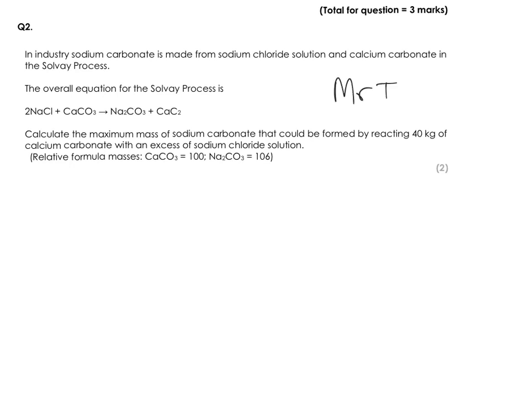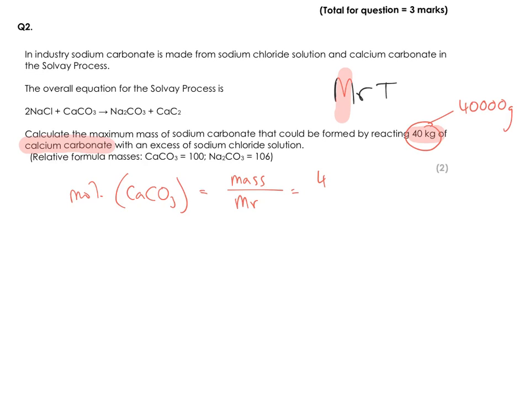moles ratio triangle. So what can we work out the moles of? Well, we've been given the fact we've got 40 kilograms of the calcium carbonate. So that's what we can work out the moles of first. So moles of the calcium carbonate, which is CaCO3, will equal mass over the relative molecular mass, which equals 40,000, because again this is in kilograms, so this equals 40,000 grams. 40,000 divided by 100, which is the MR given there. So that gives me 400 moles.